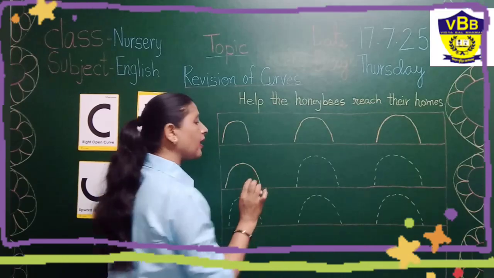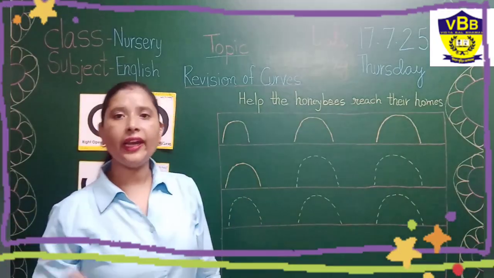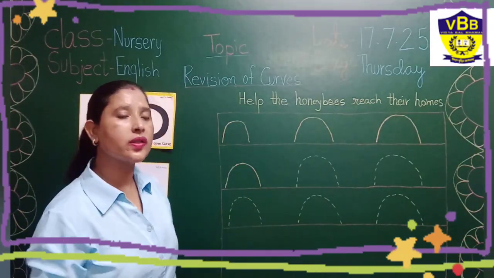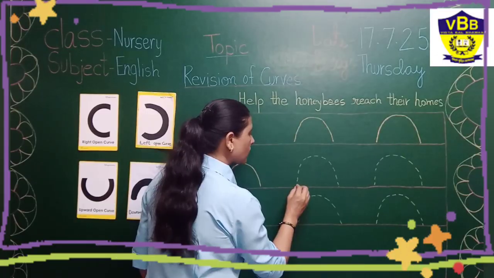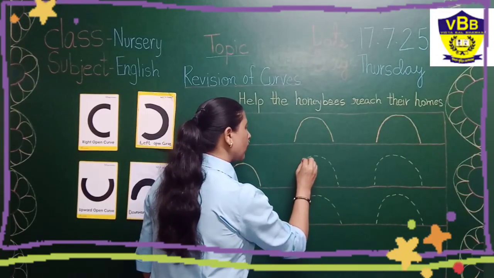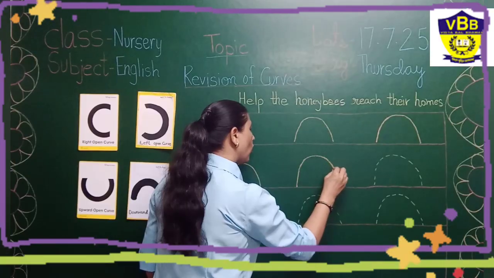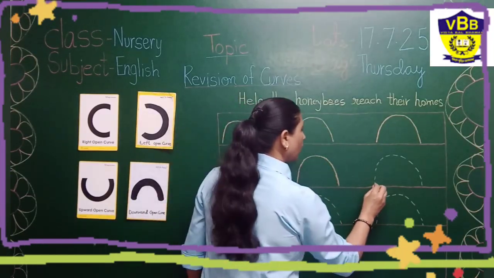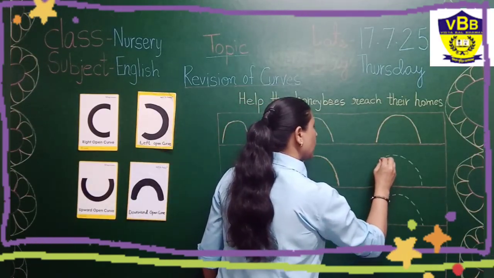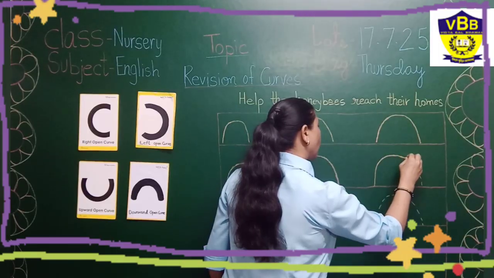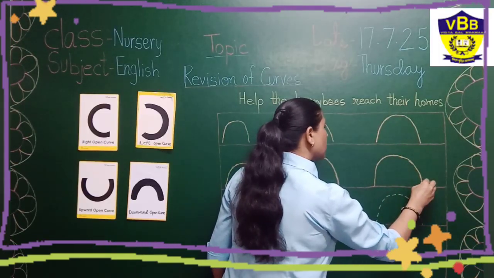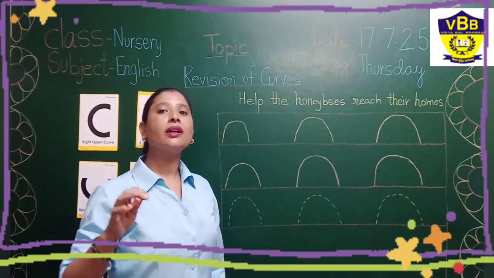We always start from the left side and then move towards the right side. So this is my left side. I am going to trace it from the left side and slowly I move towards the rightward direction. So this is how you all have to complete this work in the class.